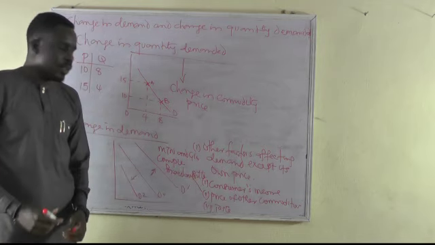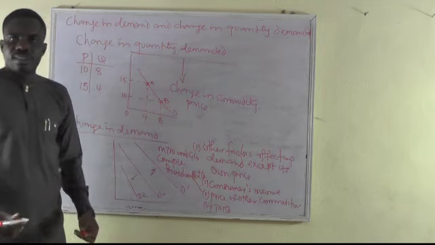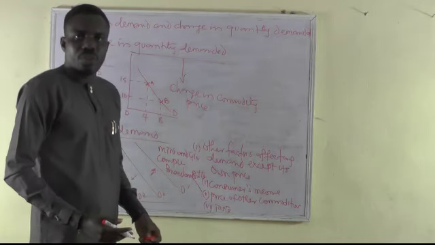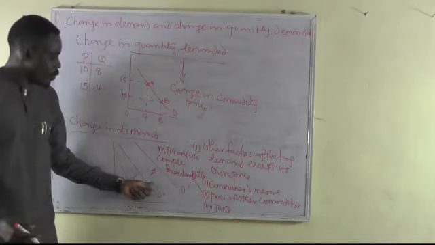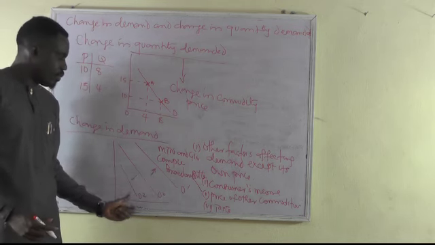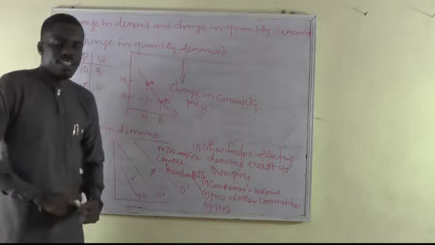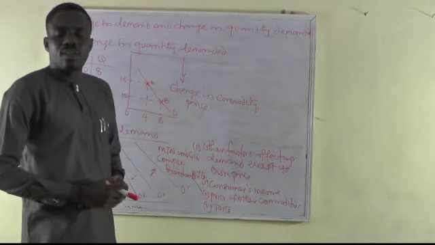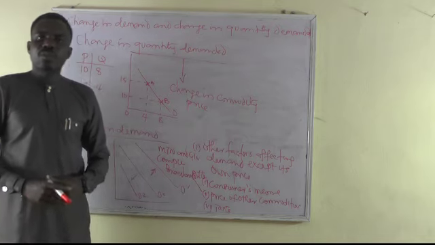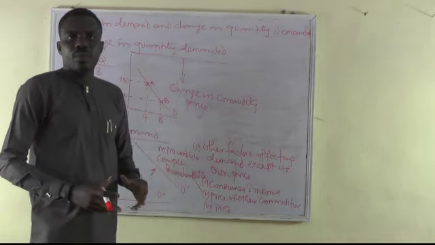So the last point, taste. When consumers have a favorable taste for a product, then the demand for such a product will shift to the right. Otherwise, it will shift to the left. In the next segment, we'll be looking at the concept of elasticity of demand. And this is one of the most fundamental issues in microeconomics.